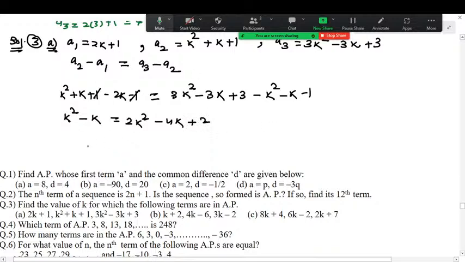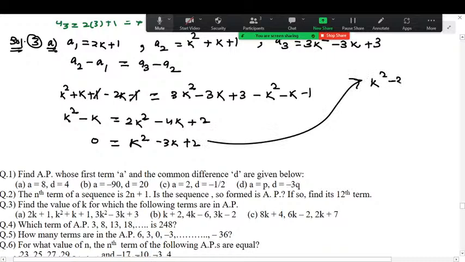If I shift everything towards the right side, I will get 2k square minus k square, that is k square, minus 4k plus k, that is minus 3k plus 2. And it is our quadratic equation that I want you to solve and figure out the value of k. You can just split the middle term: 2 times 1 is 2, so k square minus 2k minus k plus 2 is equal to 0.